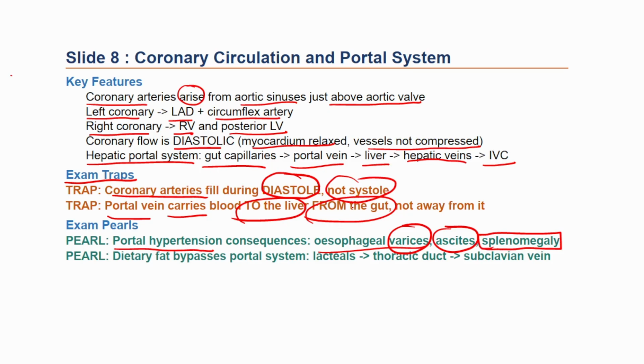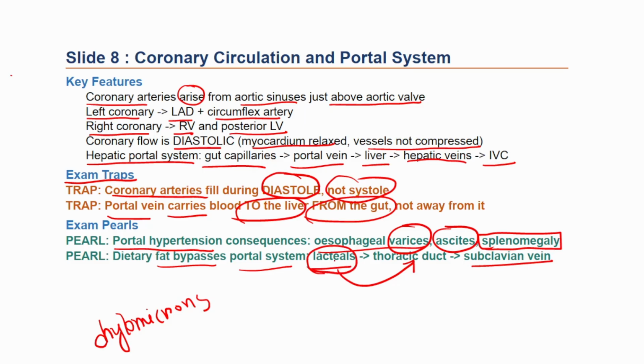On complex biochemical absorption questions, remember that dietary lipids serve as a fascinating structural exception to this portal highway. Instead of entering the portal vein, fat molecules are packaged into chylomicrons, and they completely bypass the portal system by traveling through intestinal lacteals, then into the thoracic duct, and directly into the systemic subclavian vein. More on lacteals in the digestion chapter later.